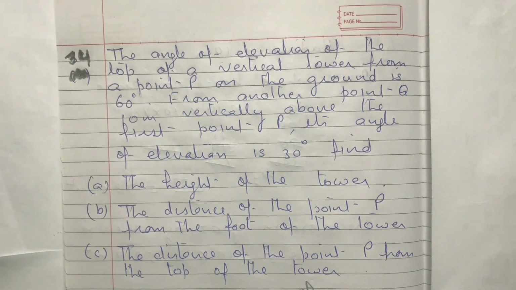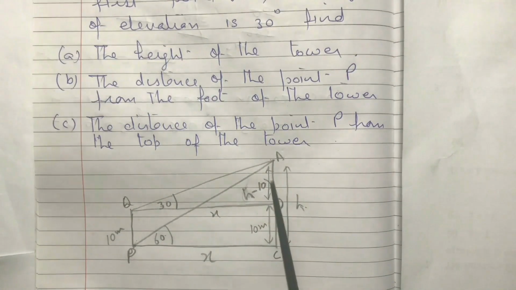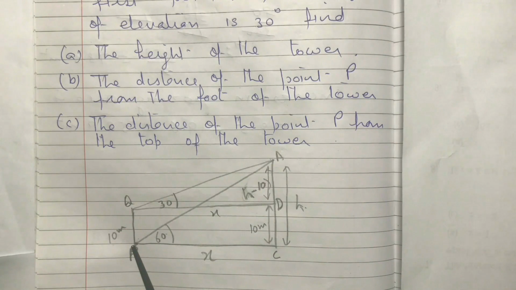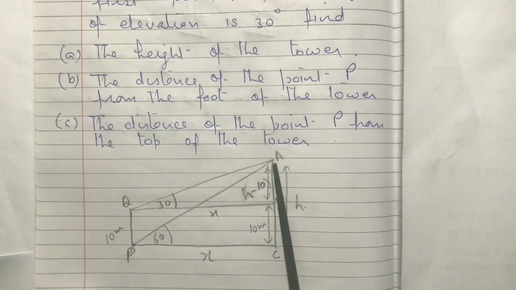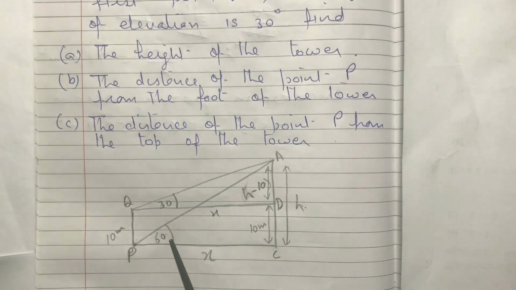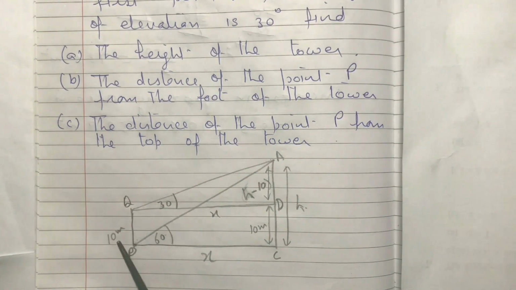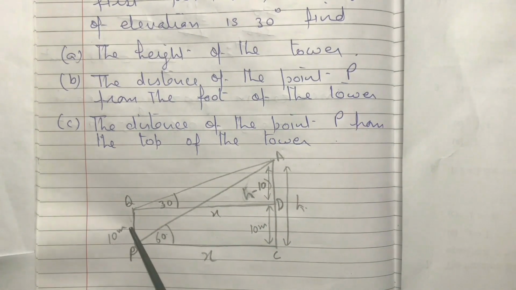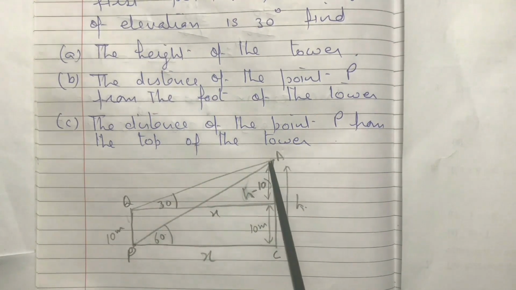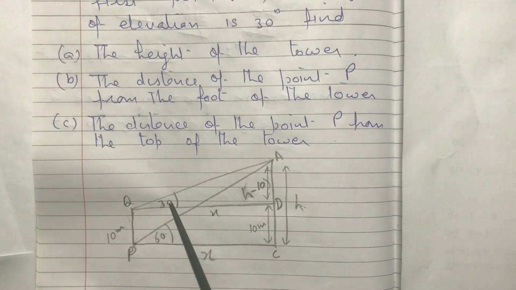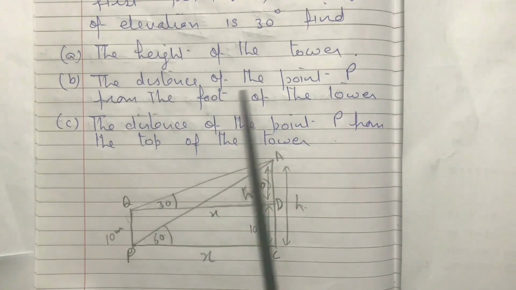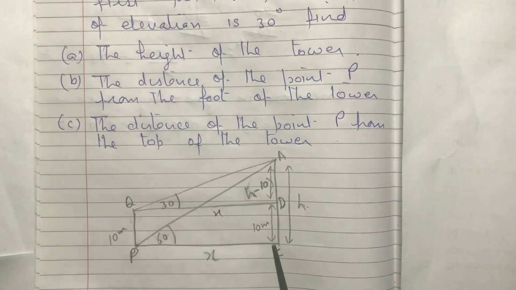First we will make the figure. This is the tower, AC is a tower, let its height be h meter, and P is the point on the ground, and the angle of elevation from this point A to the P is 60 degree. Now Q is a point which is 10 meter above the first point, which is P. So this length is 10 meter, and the angle of elevation from this point to this point is 30 degree. So I am to find three answers. First is the height of the tower, it means we have to find h. Second, the distance of the point P from the foot of the tower. It means we have to find this value x.